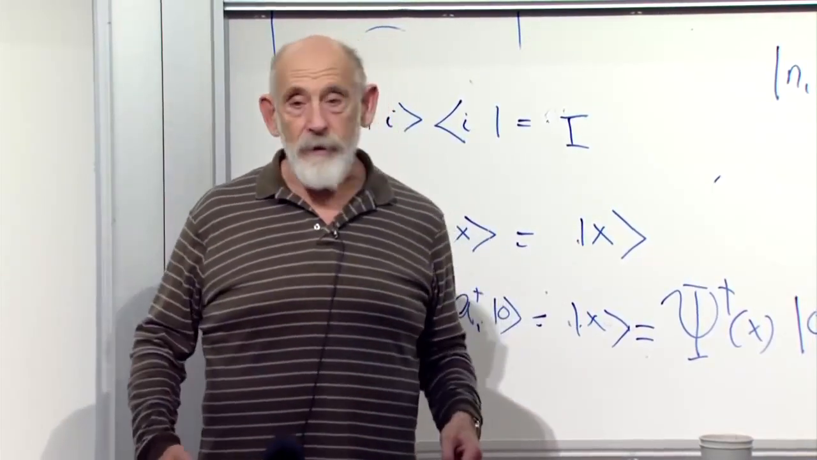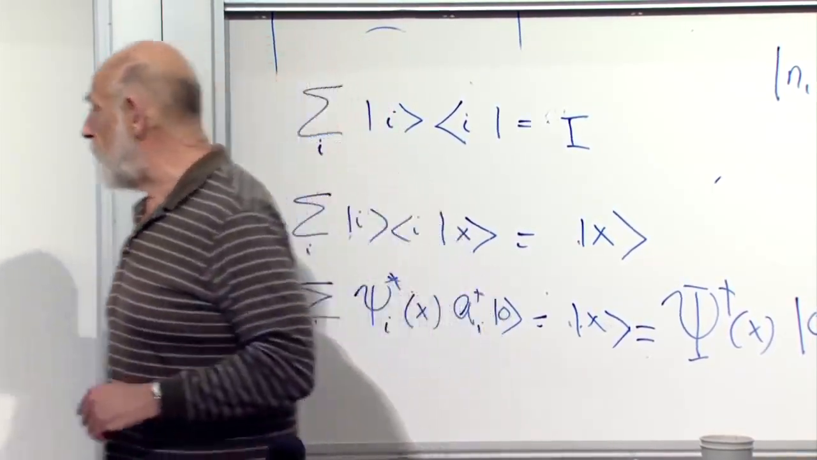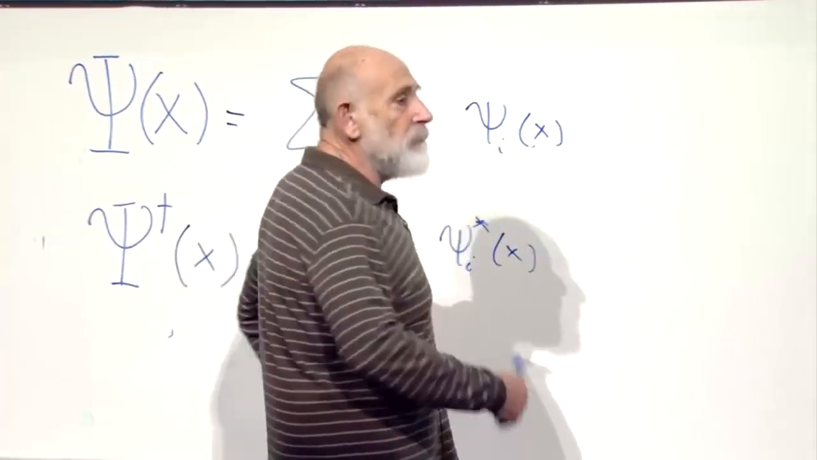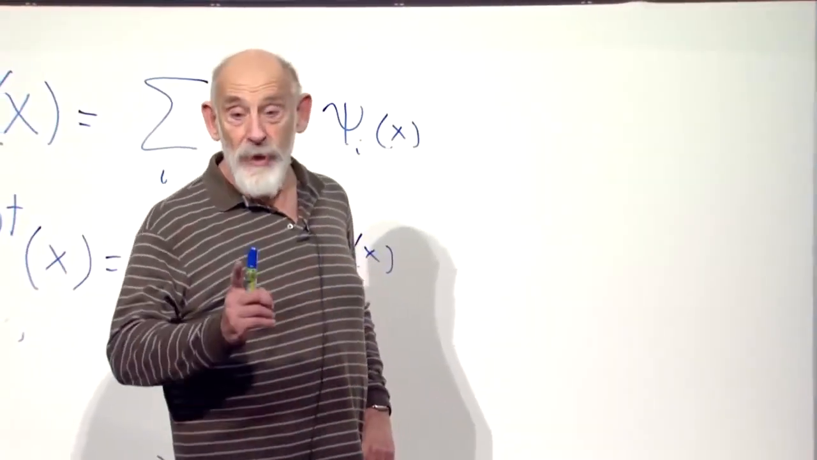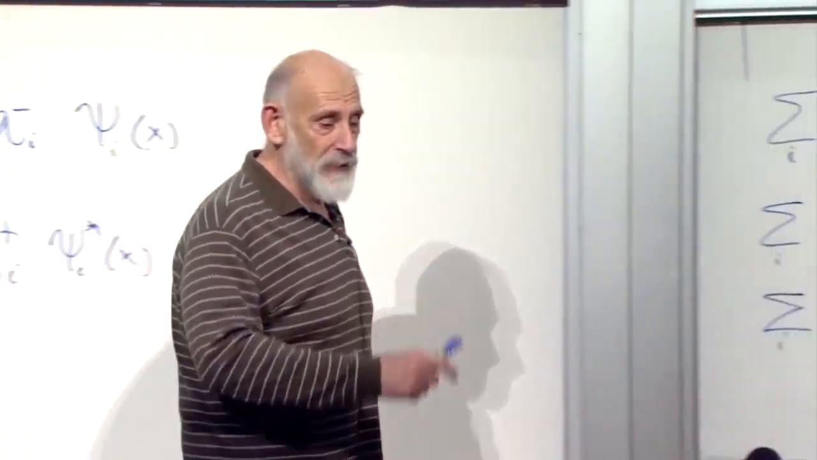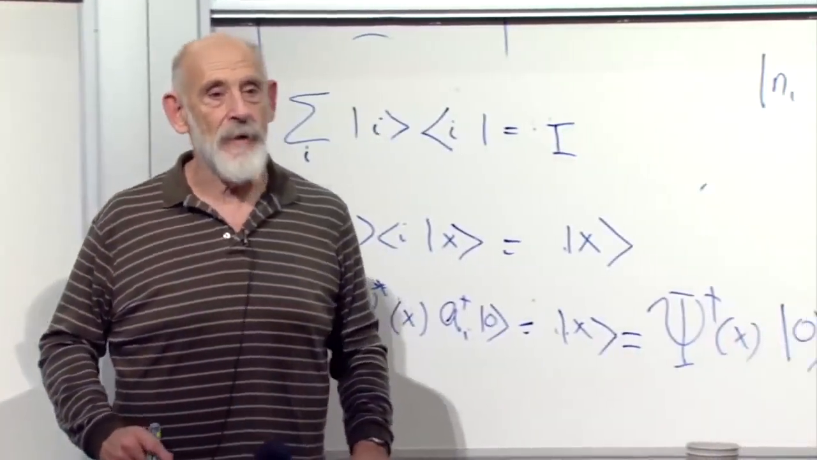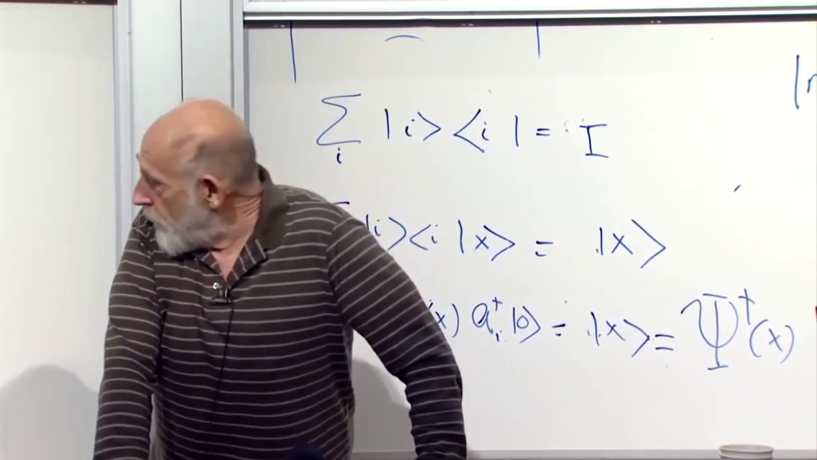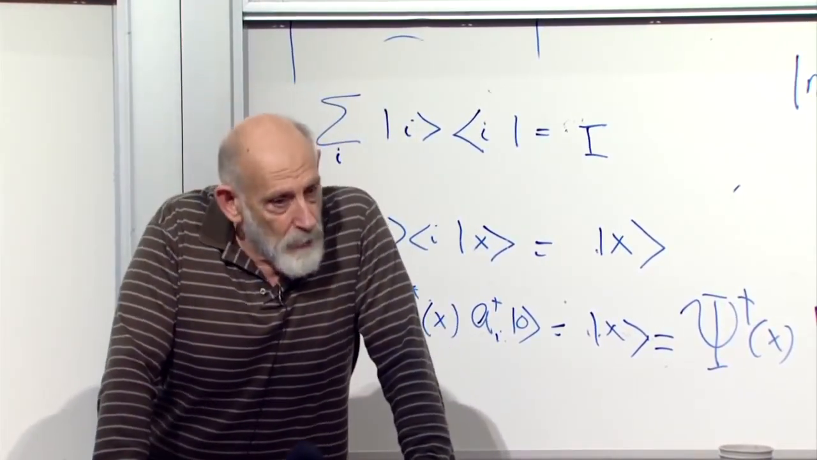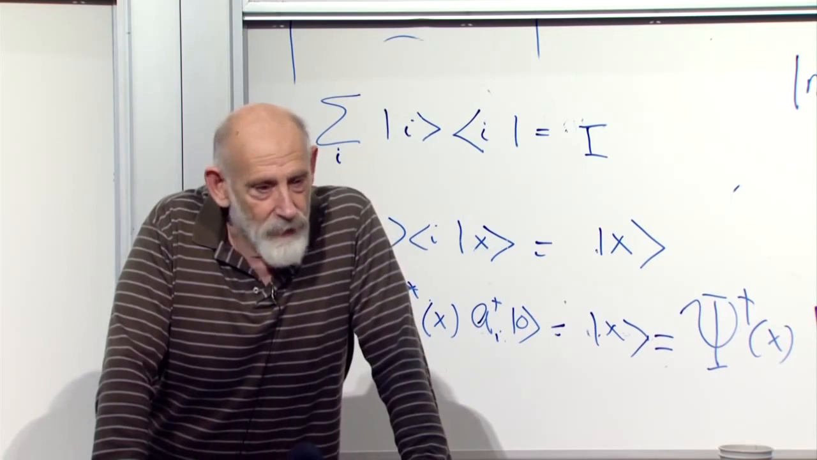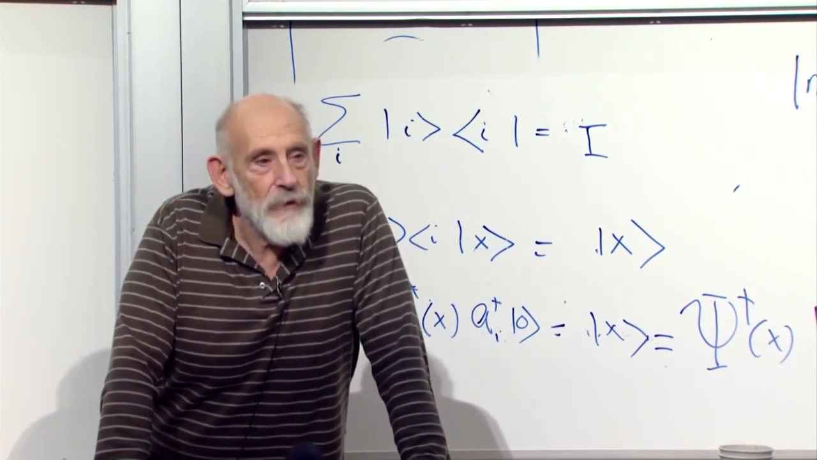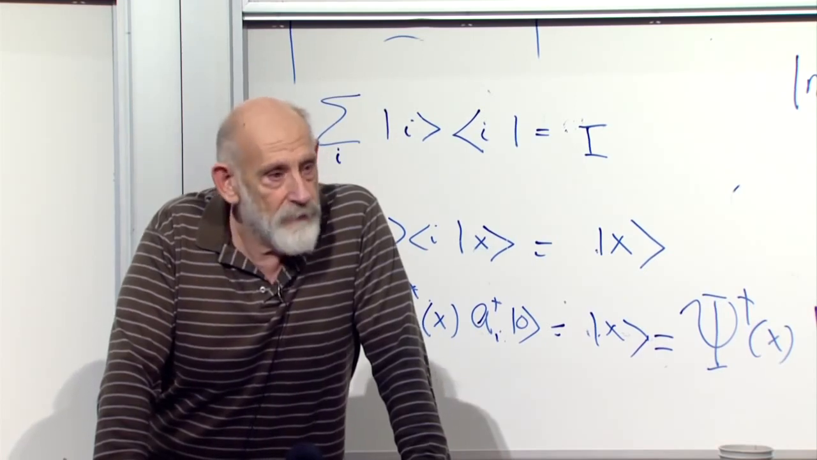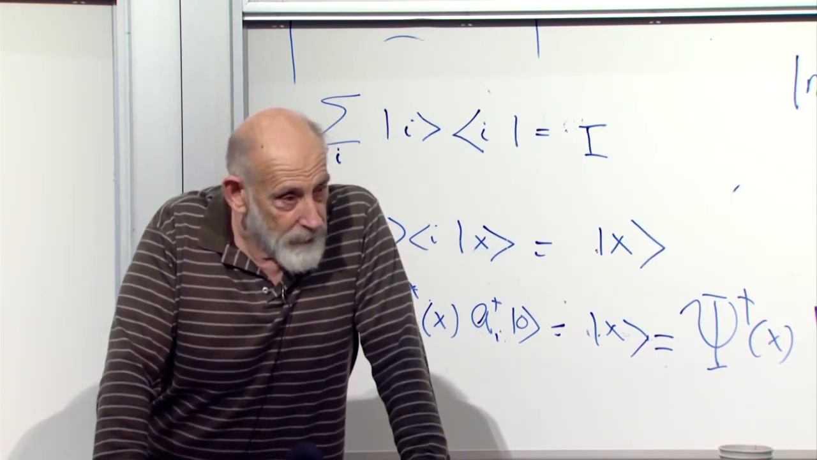What do you think the other piece does? That removes a particle at x, if there's one there. What if there's none there? Then it annihilates the state. So psi dagger creates a particle at position x, whether or not there's one there. Psi annihilates a particle at x or gives 0 if there's no particle there.